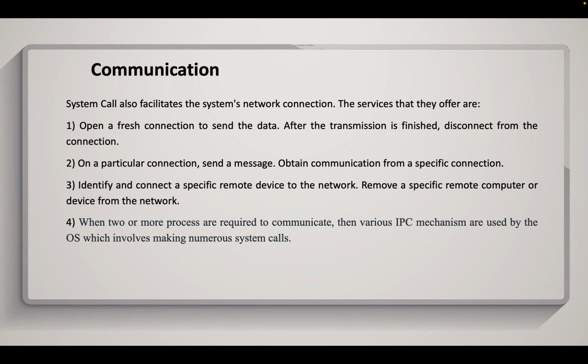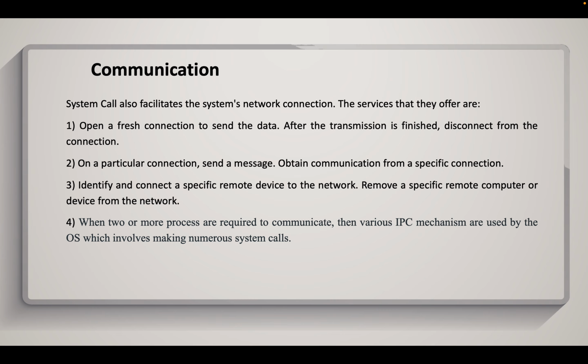Last is the communication system calls. System calls also facilitate the system's network connection. The services they offer are: open a fresh communication connection to send data; after the transmission is finished, disconnect from the connection; on a particular connection, send a message and obtain communication from a specific connection; identify and connect a specific remote device to the network; and remove a specific remote computer.